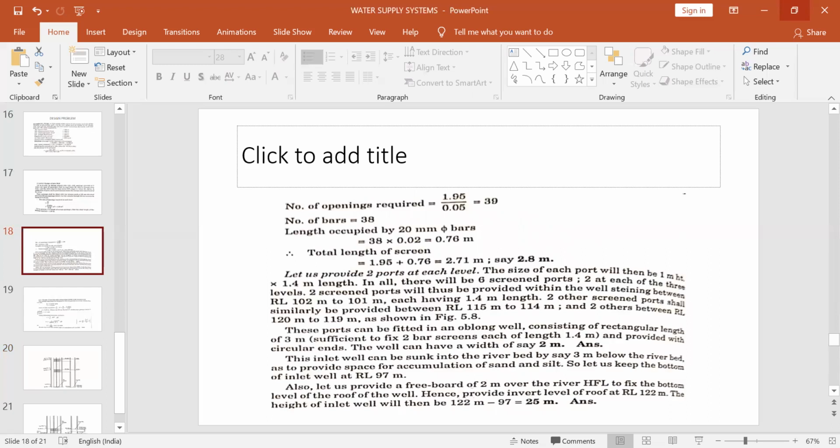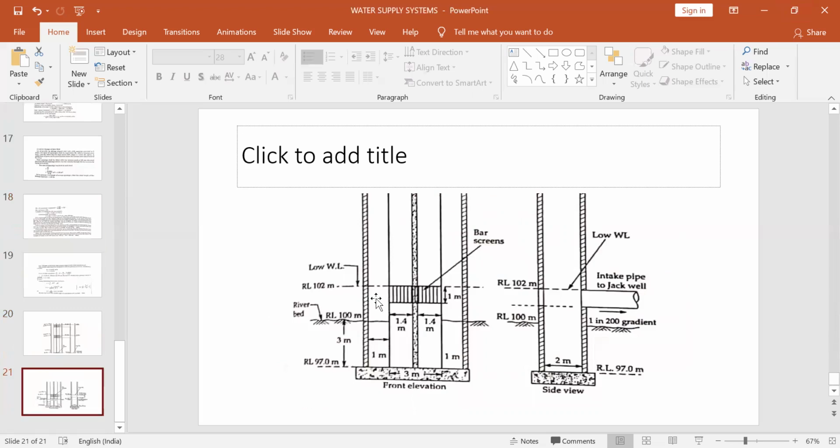All right. So now this is done. Now another thing is, let us go to this portion. Now this is the bottommost portion of the intake well. So this is your lowest water level. This is 102. This is 101.